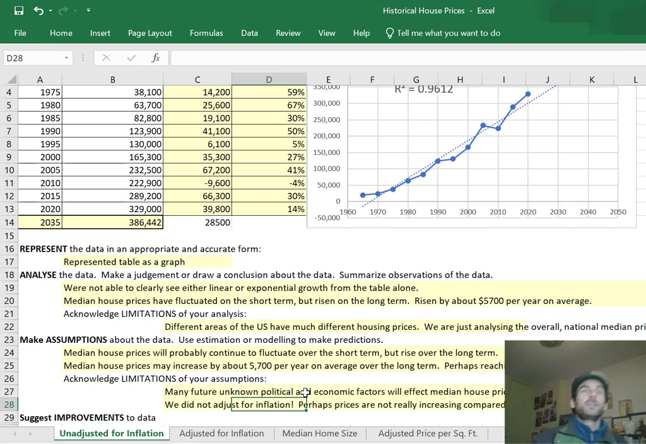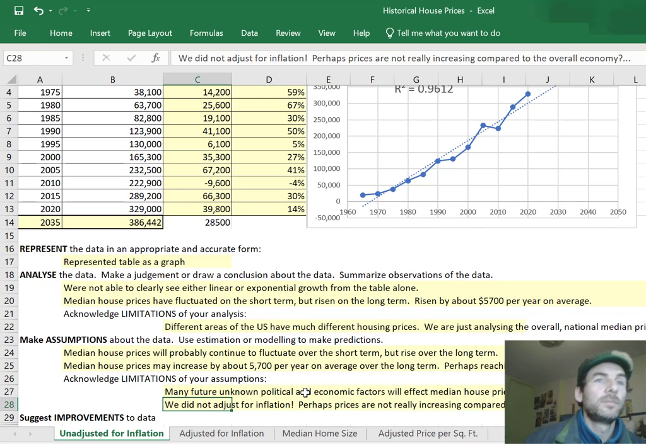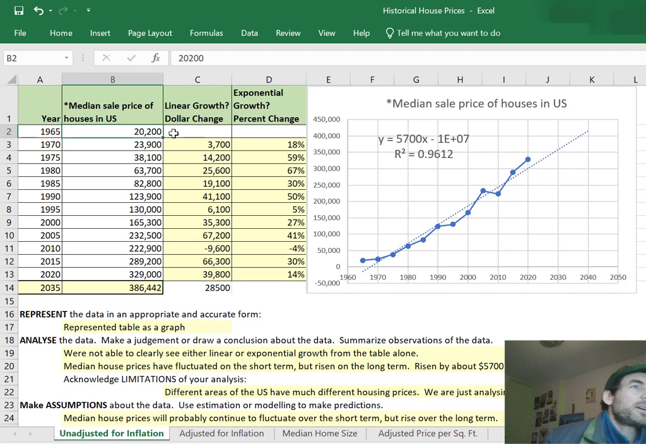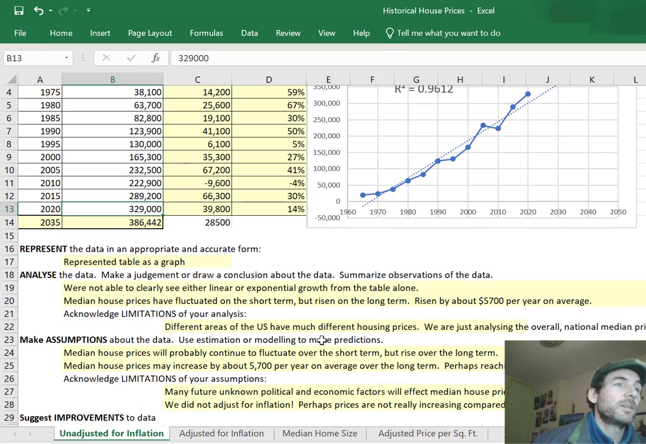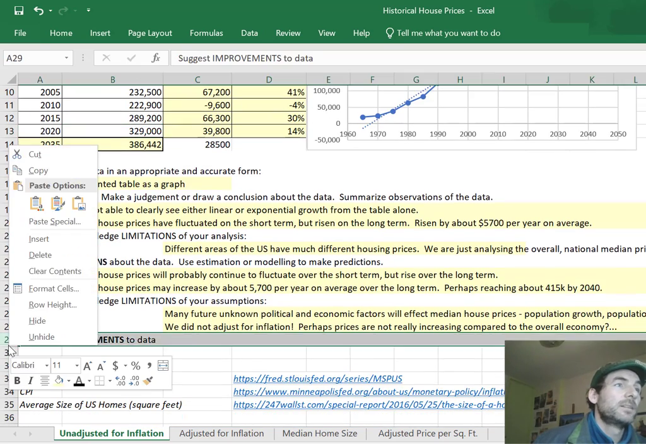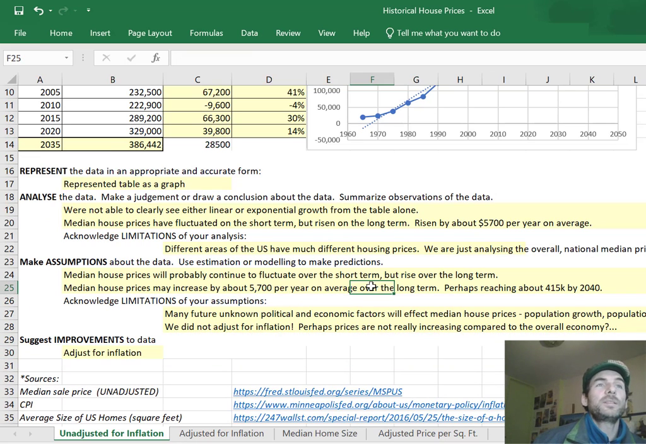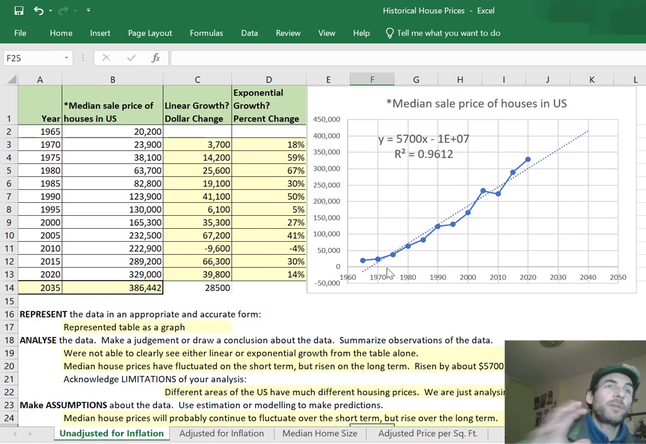And the other thing is, we didn't adjust for inflation because maybe these prices aren't so bad. Like maybe a house in 1965 for 20,000 is the same thing as a house in 2020 for 330,000, right? So what we're going to do is adjust for inflation. And that is our next task. So let's see how these house prices are comparing to the economy overall, right?